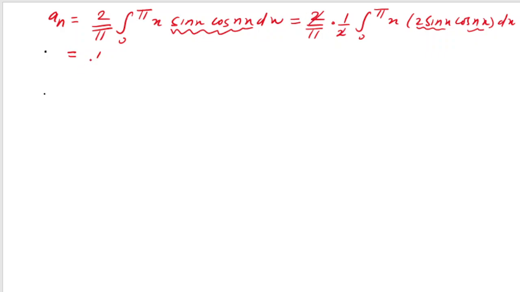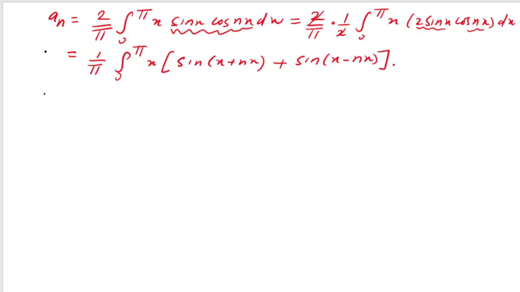What I will get here is 1 by pi. Limit of integration is 0 to pi x, and 2 sine a cos b is sine a plus b. So sine x plus nx, and plus sine a minus b. So that is sine x minus nx, right? And then we have to integrate. So for our simplicity, I can write 1 by pi, and here I write 0 to pi x.